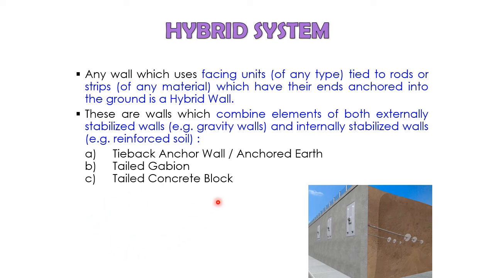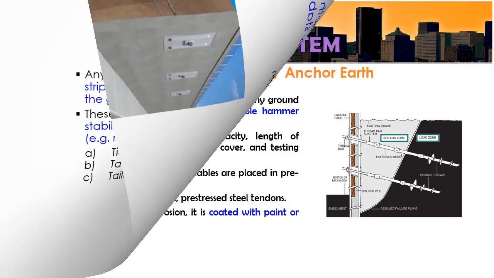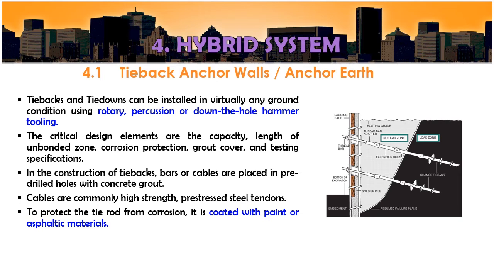Tapi sheet pile tadi I dah explain on the one yang ada anchor kan. Jadi sheet pile pun kita boleh anchor dia ke dalam tanah. So it's also called as hybrid system. For the first hybrid system, which is tie-back anchor wall, tiebacks and tie-downs can be installed in virtually any ground condition using rotary, percussion, or down-the-hole hammer tooling. The critical design elements are the capacity, length of unbonded zone, corrosion protection, ground cover, and testing specification.